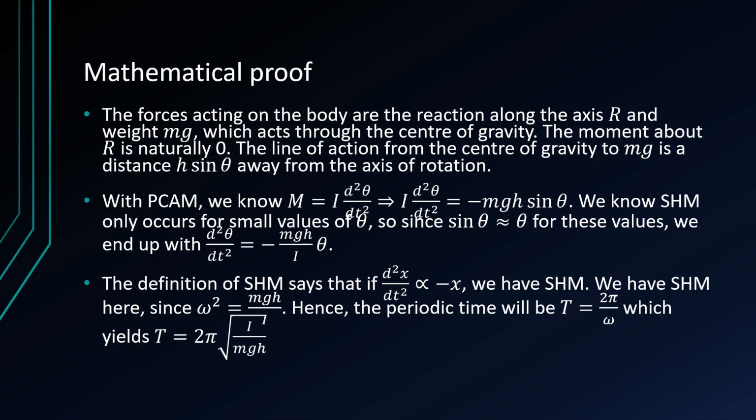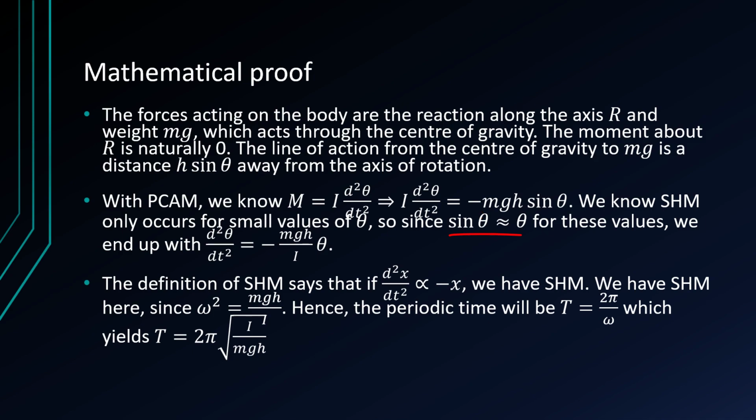And then obviously for small theta, because they're performing small oscillations, sine theta is approximately theta. And then we end up with d2 theta by dt squared is minus mgh over I theta, just from dividing by I.